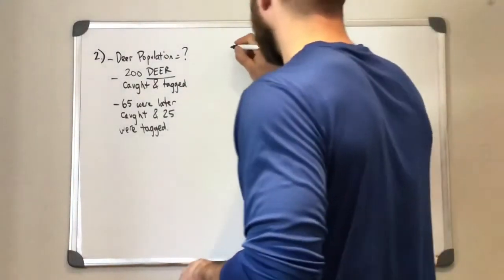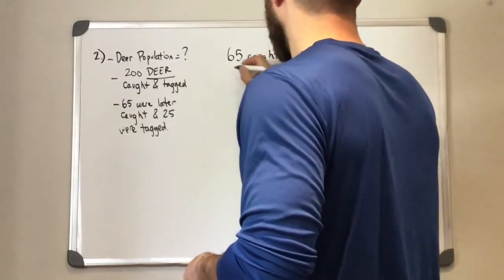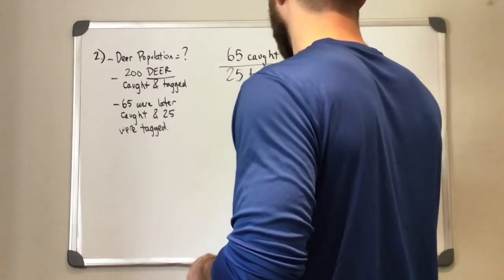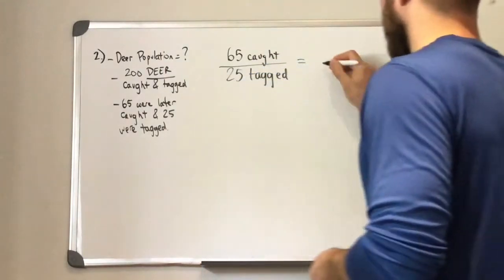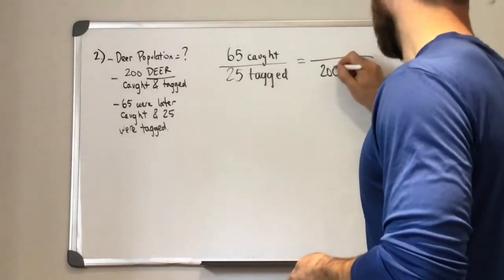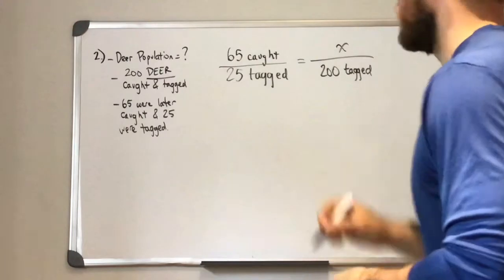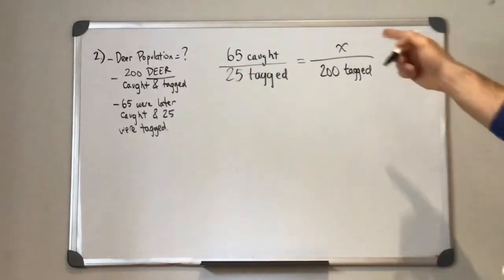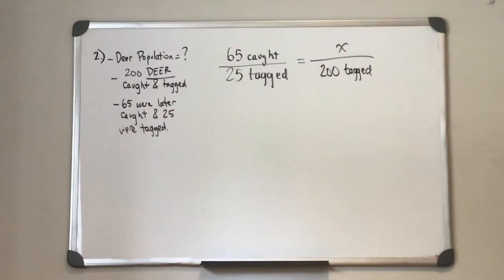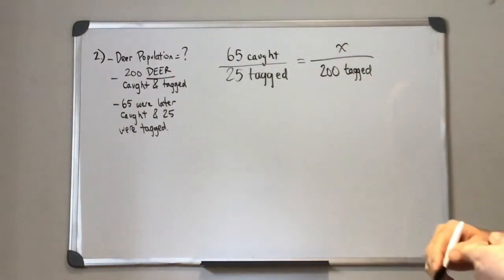So the 65 were caught and 25 were tagged. And we're told here that initially 200 were tagged. That allows us to solve for what could be the population here. So this is just going to be an estimate, and from here we can cross multiply.